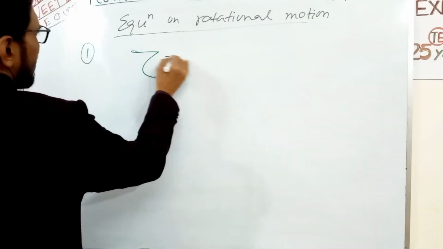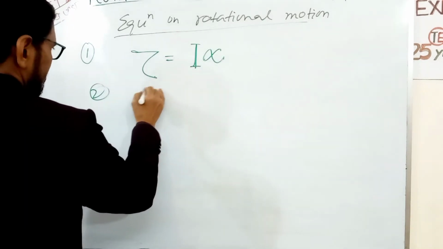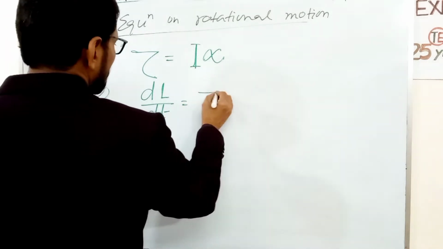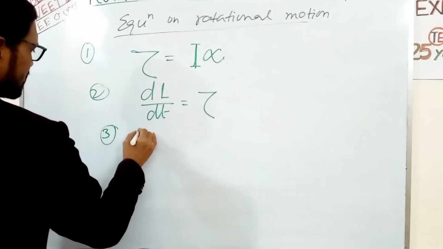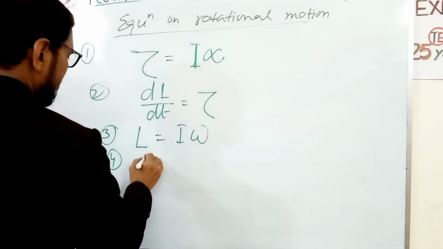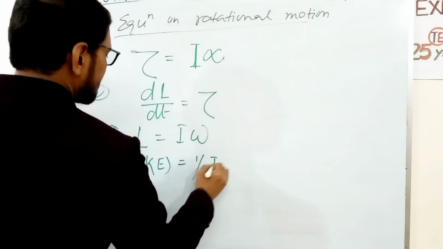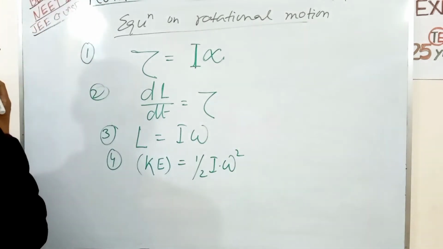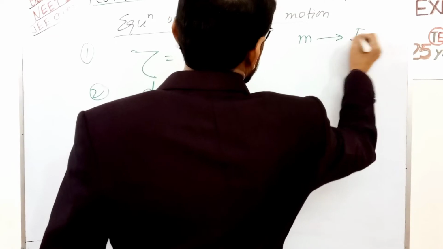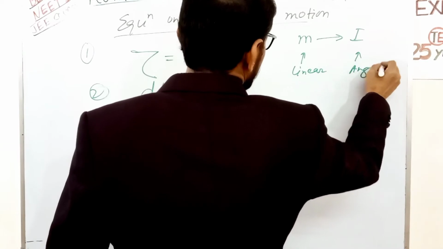Torque equal to I into alpha. First equation is this. Second equation is dL by dt, rate of change of angular momentum equal to torque. Third equation is angular momentum equal to I omega, I have discussed already. Fourth equation is angular kinetic energy equal to half I omega square. So in angular motion, m is replaced by I. This is for linear motion and this is for angular motion.